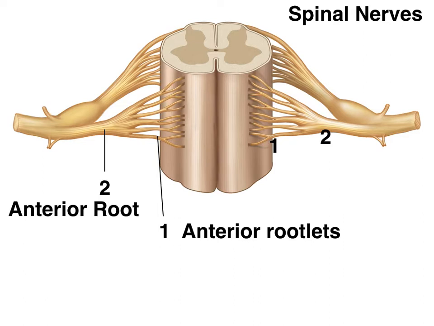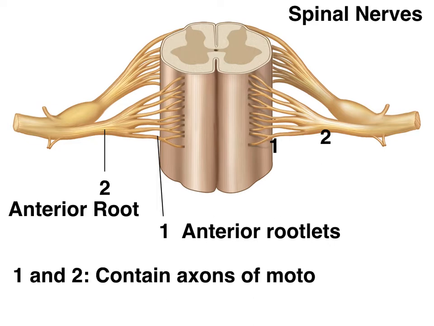Both anterior rootlets, number 1, and the anterior root, number 2, contain axons of motor neurons. The motor neuron cell bodies are in the ventral gray horn and the lateral gray horn. And all of those axons have to come together to exit the spinal cord through the beginning of a spinal nerve at number 1, the anterior rootlets, which then combine into the anterior root. So those contain motor signals, both autonomic or somatic.